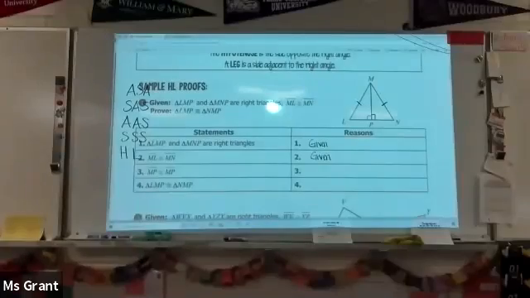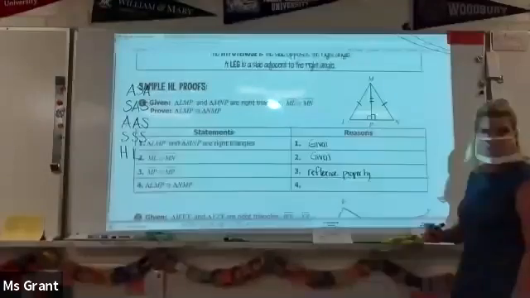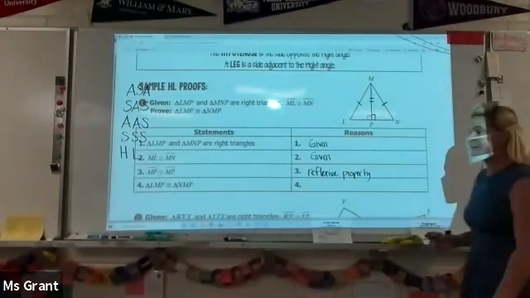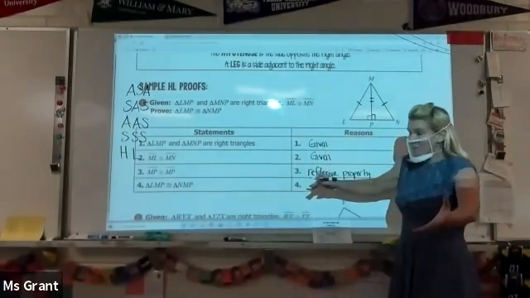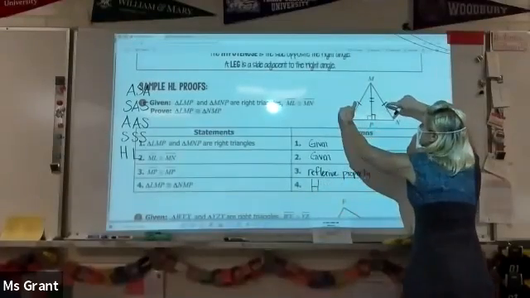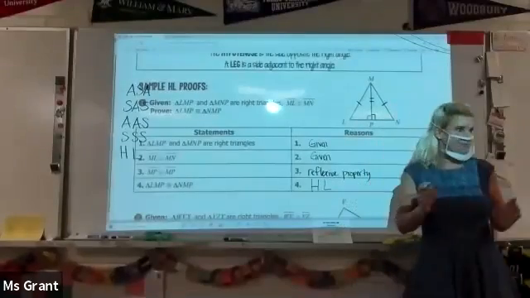How do I know that MP is congruent to MP? This line down the middle. That's the reflexive property. Yeah, it's shared. Good job. You guys, that's it. Now the triangles are congruent by hypotenuse and leg. HL.